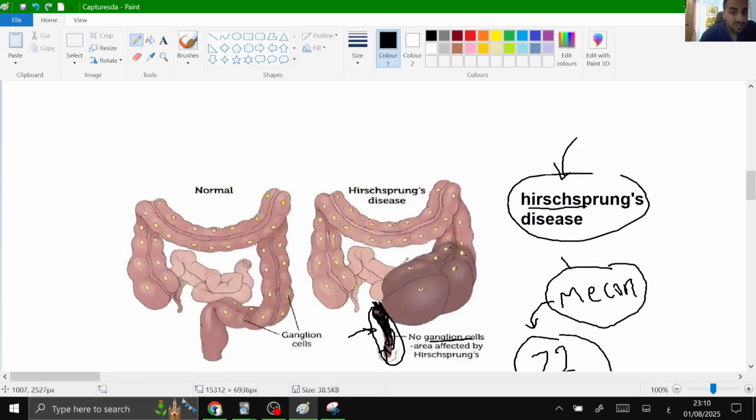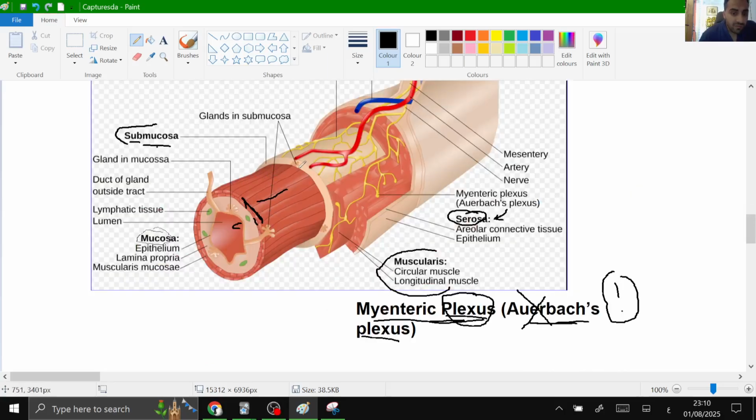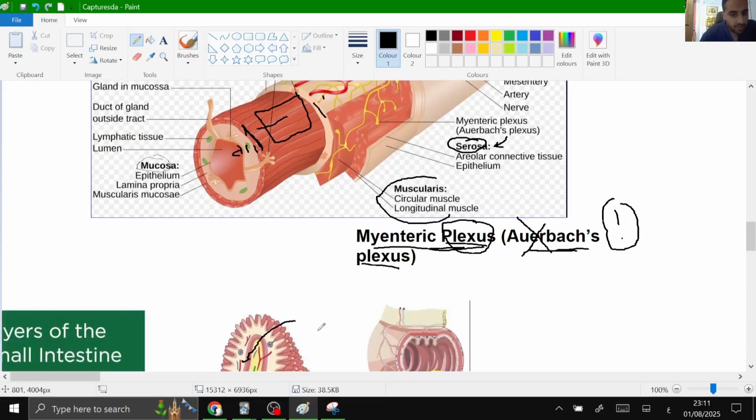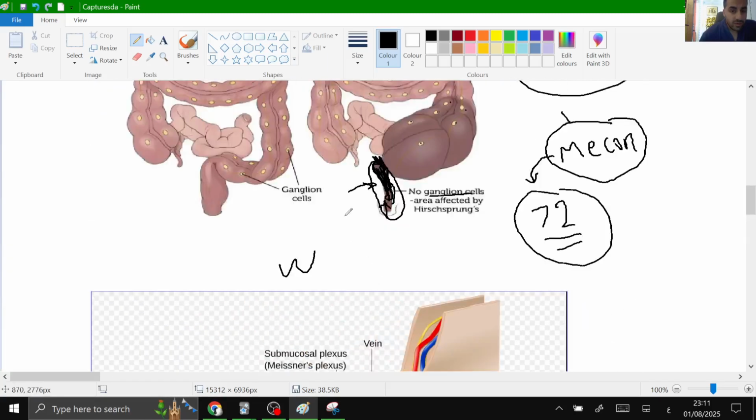What is the next step in management? We have to take a full thickness biopsy. So that's the first question in the exam, how to diagnose it definitively: a full thickness rectal biopsy. So we have to take the mucosa, submucosa, muscular layer, and serosa in the biopsy. And the second question is management.